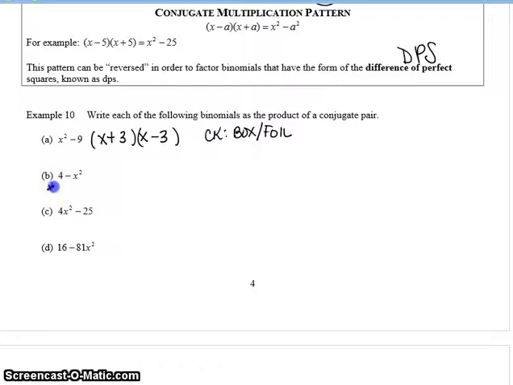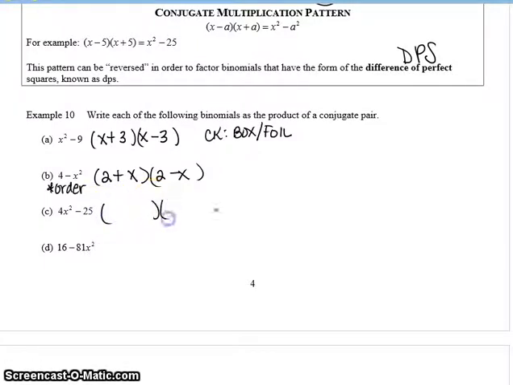This one, be careful. You have to keep it in the order that they give you. What I mean by that is, I always put plus first for some reason. They give you the number first. So the square root of 4 is 2, so the 2's go in the first spot. Square root of x squared is x. If you were to give me x plus 2 and x minus 2, you're going to be wrong. Okay?